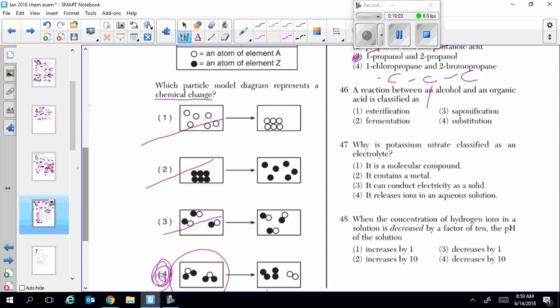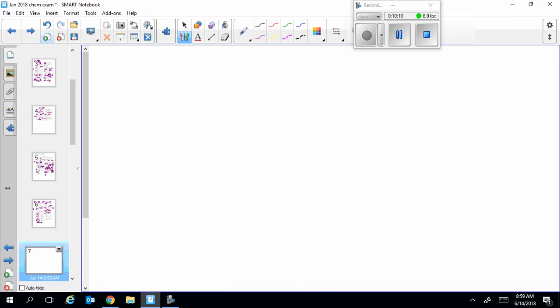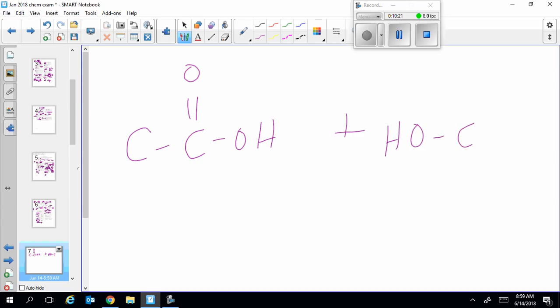So if you have an alcohol and an organic acid, they come together and they form an ester. I'm actually going to just make a new page here for a minute. If I have an organic acid, it has to end in COOH. And if I have an alcohol, it's got an OH on it.